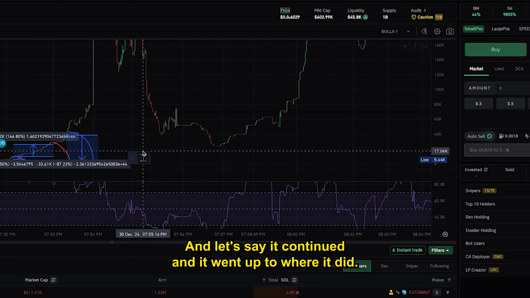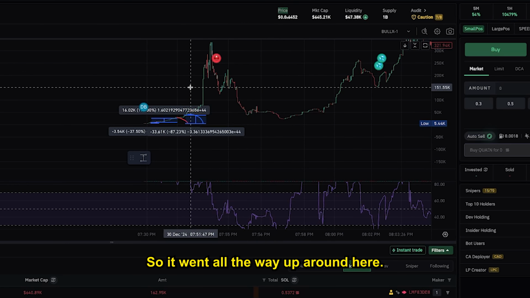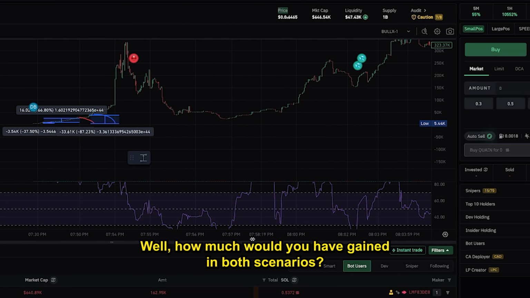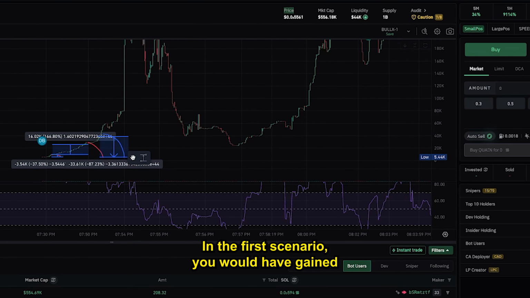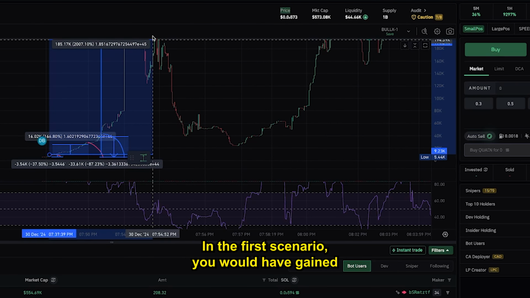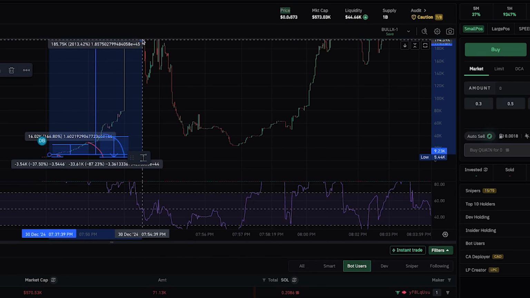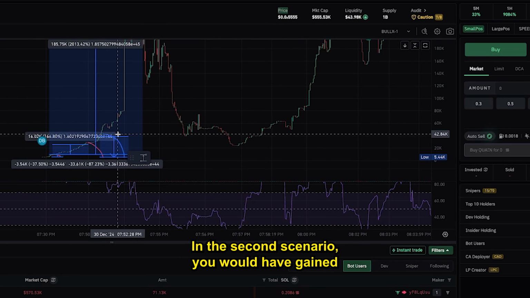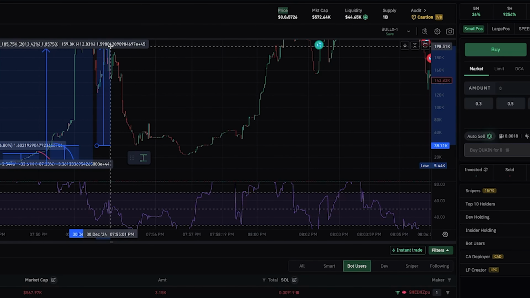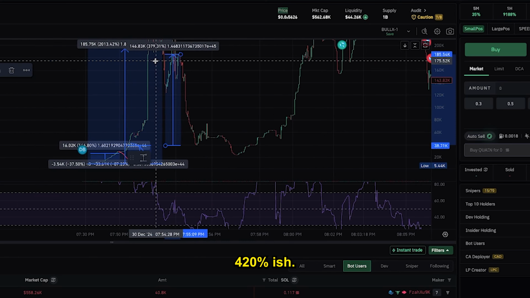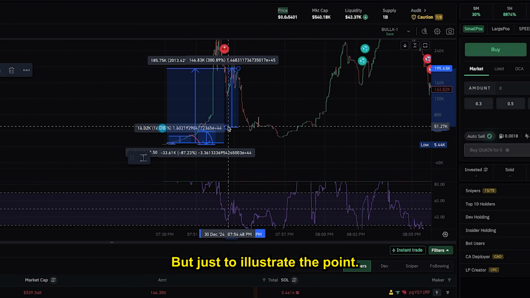And let's say it continued and it went up to where it did. So it went all the way up around here. Well, how much would you have gained in both scenarios? I'm going to show you right now. In the first scenario, you would have gained 2,000%, which is a large amount. In the second scenario, you would have gained 420%-ish. I'm going very rough, but just to illustrate the point.